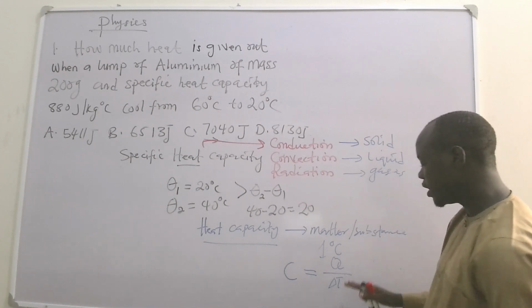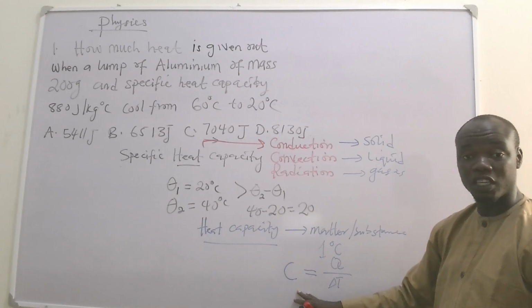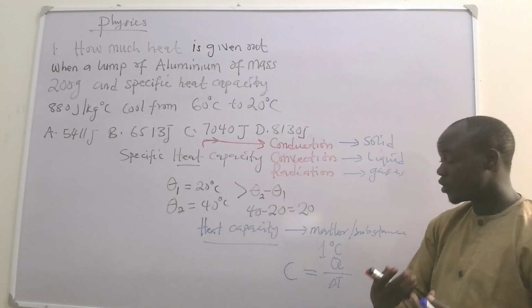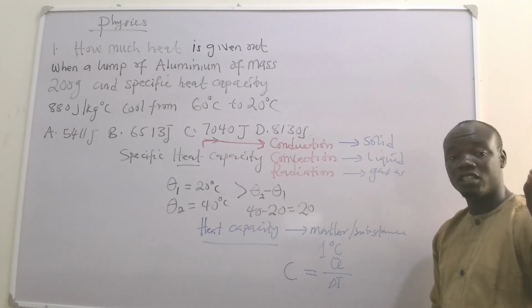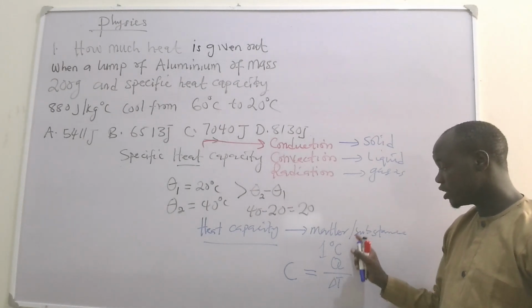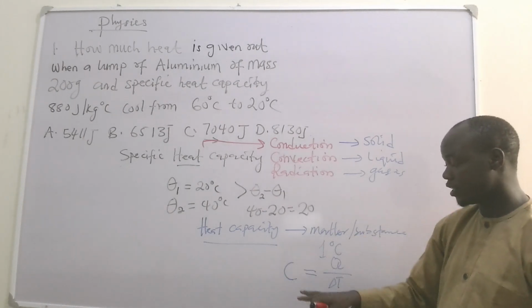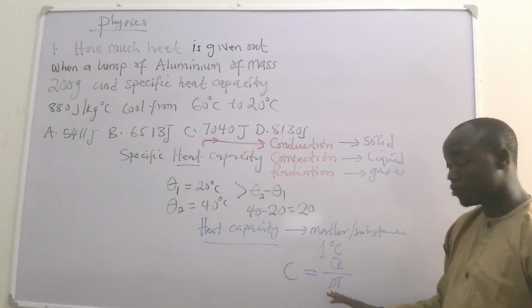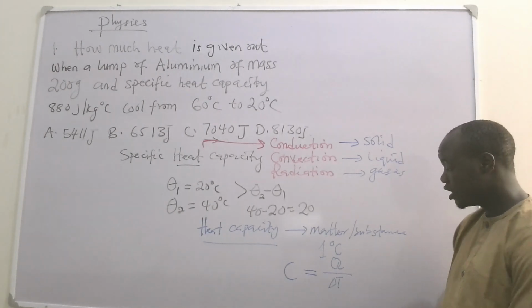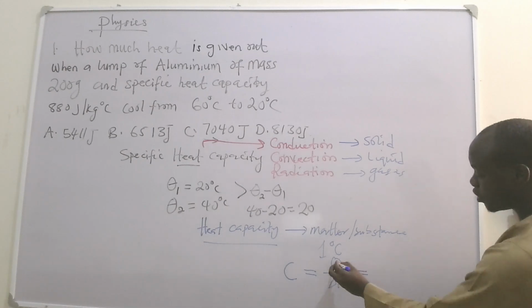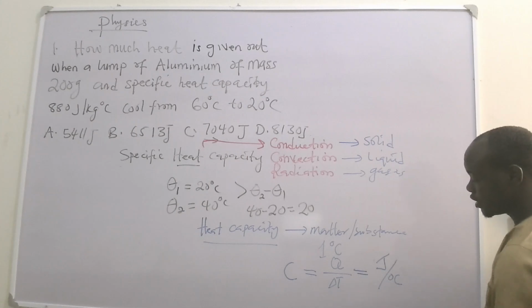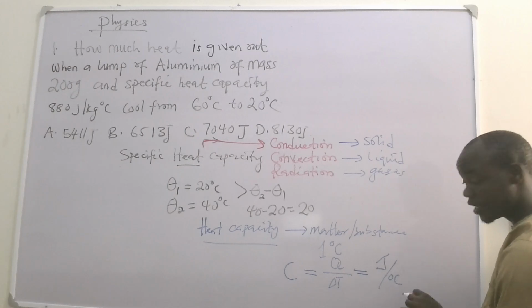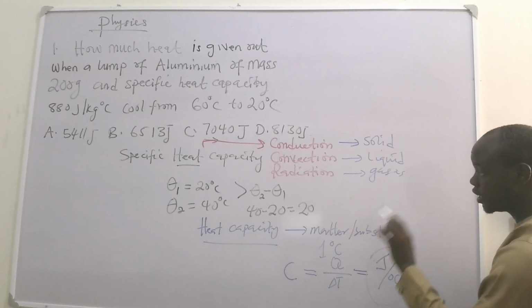So Q all over change in temperature is the heat capacity. The amount of heat, or the amount of energy, that is required to raise the temperature of an object by 1 degree centigrade is called heat capacity, and the formula is Q all over delta theta. We know that the quantity of heat is measured in joule and temperature is in degree centigrade, so heat capacity is measured in joule per degree centigrade or joule per Kelvin. That is the SI unit for heat capacity.